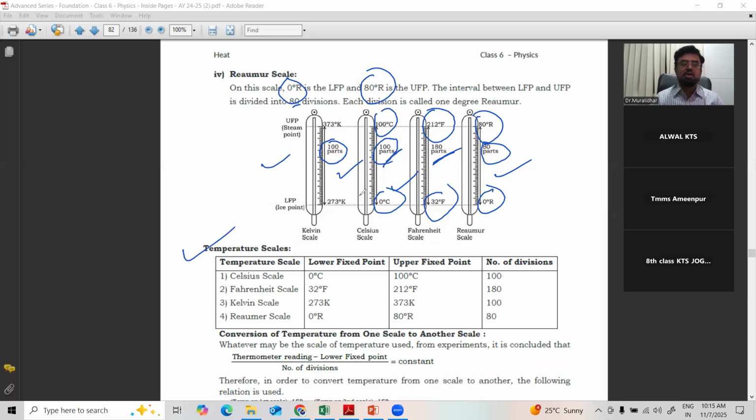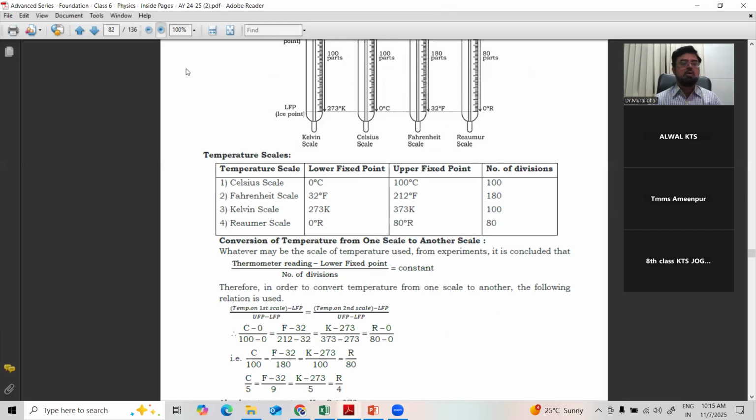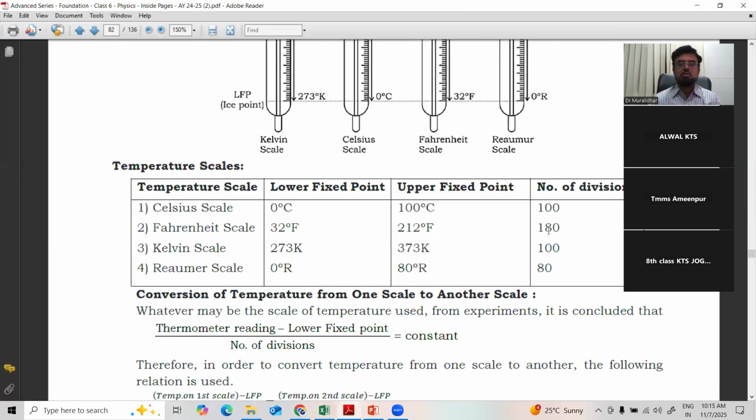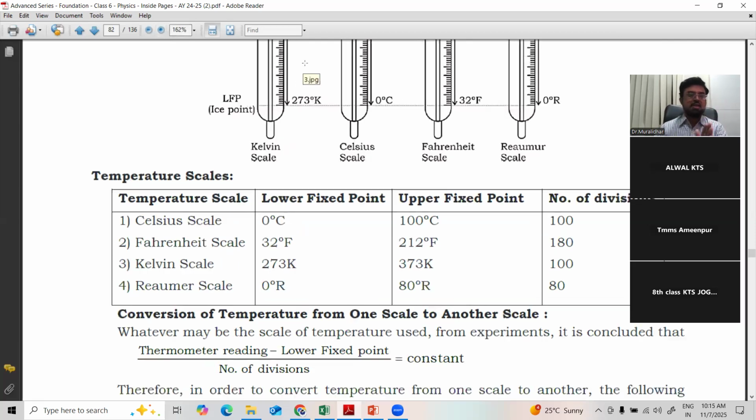The table is very, very important. Just note down the table so that you can understand everything. Everything is given in the table only. All of you, note down the table in your notebook. Temperature scale, lower fixed point, upper fixed point, number of divisions. Make it fast. Then we'll see what is the relationship, how to convert one scale into another scale.